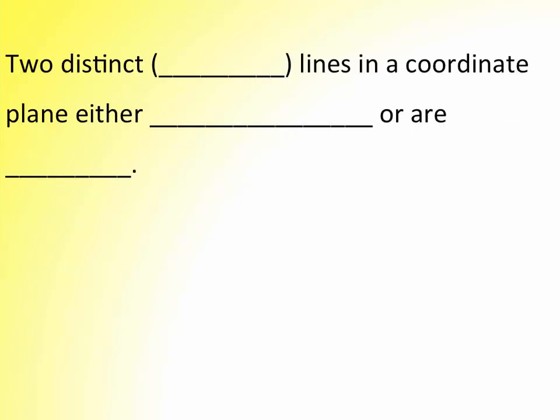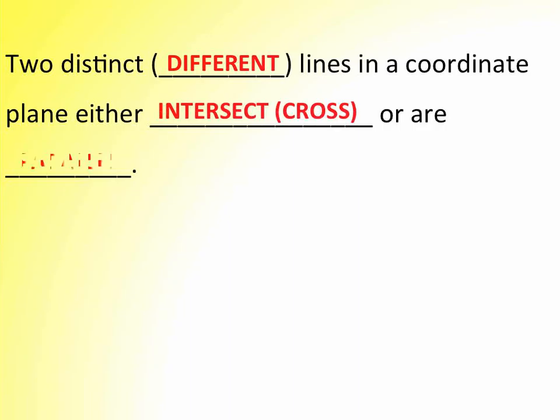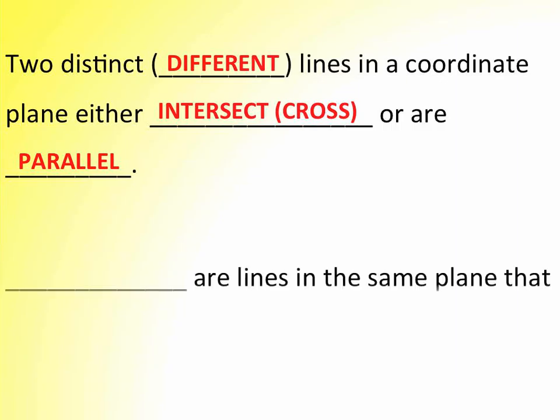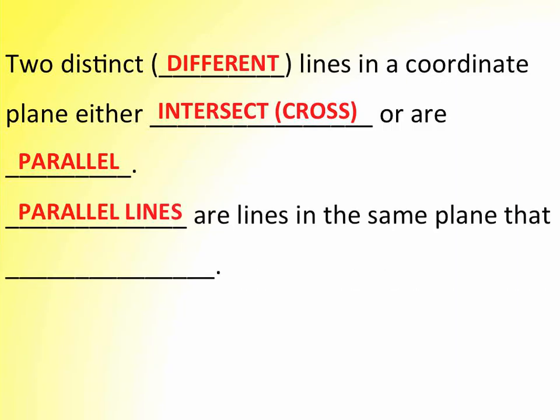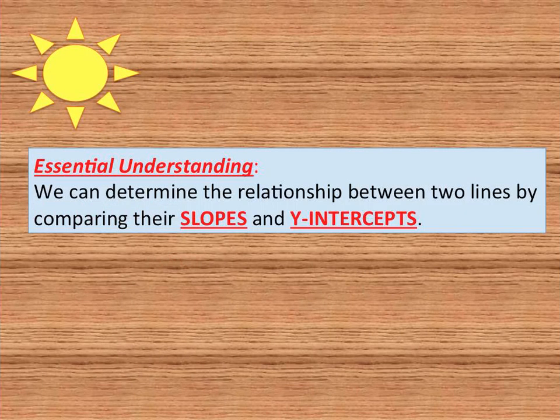Here we go. Two distinct lines, distinct just means different, in a coordinate plane either intersect, cross, or are parallel. Parallel lines in the same plane are lines that never intersect. Our big understanding for the section is we can determine the relationship between two lines by comparing their slopes and their y-intercepts.